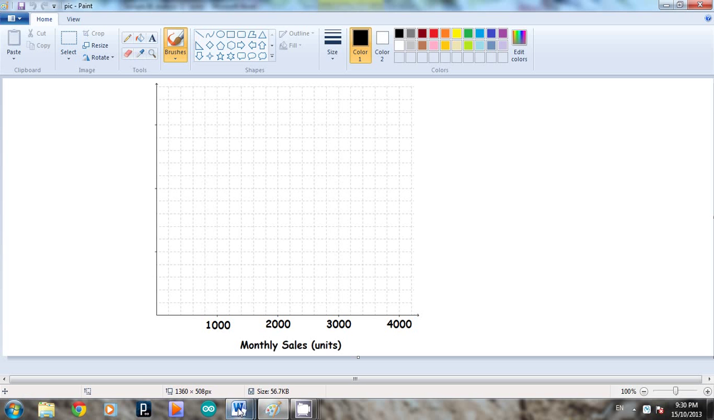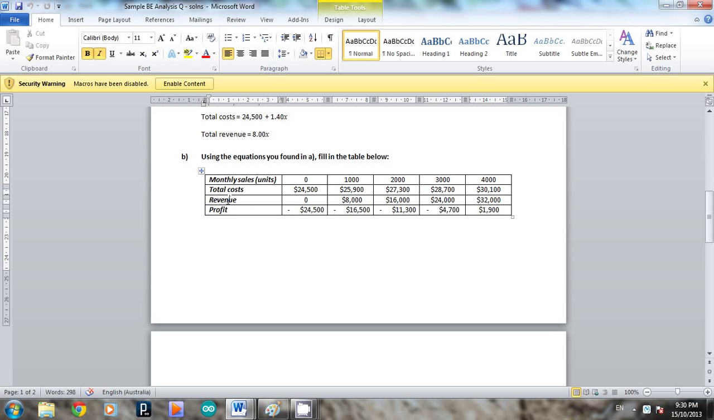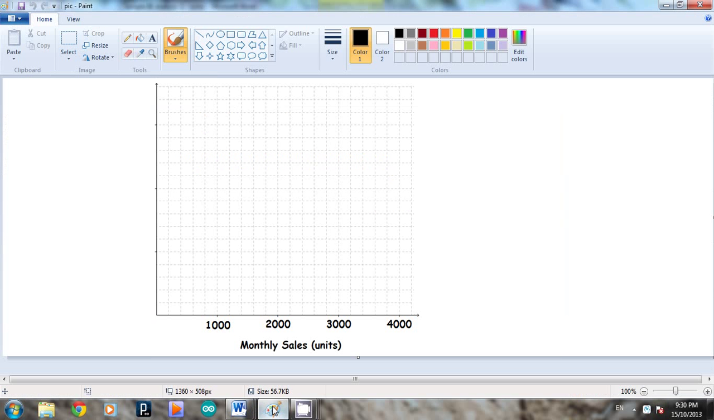So if I go back to the table, these numbers here, revenue and total costs, they're what goes on the y-axis. Monthly sales is what goes on the x. Now if I look at these numbers here, the biggest number is 32,000. So my graph needs to go up to about 32,000, maybe a bit more. If each line here is 2,000, then that'll work, because 2,000, 4,000, 6,000, 8,000, 10,000, and so on, 20,000, 30,000, 32,000, 34,000, 36,000. So that'll work. Each one is equal to 2,000.